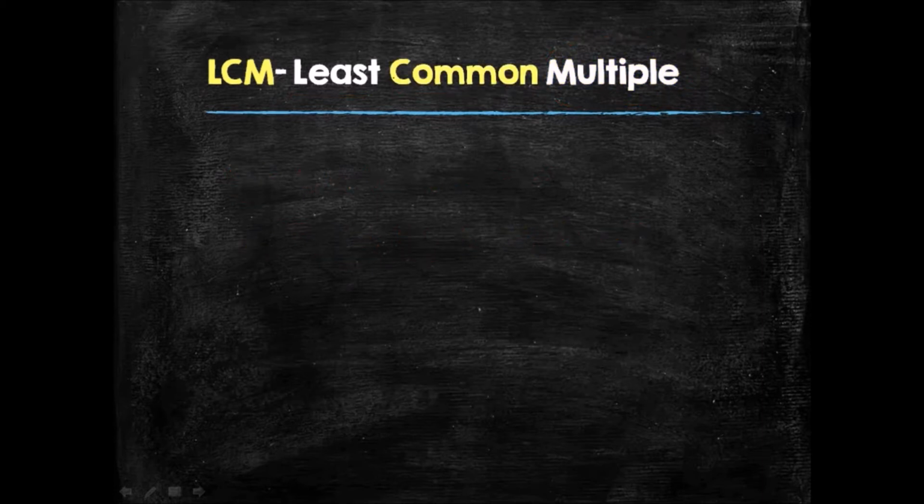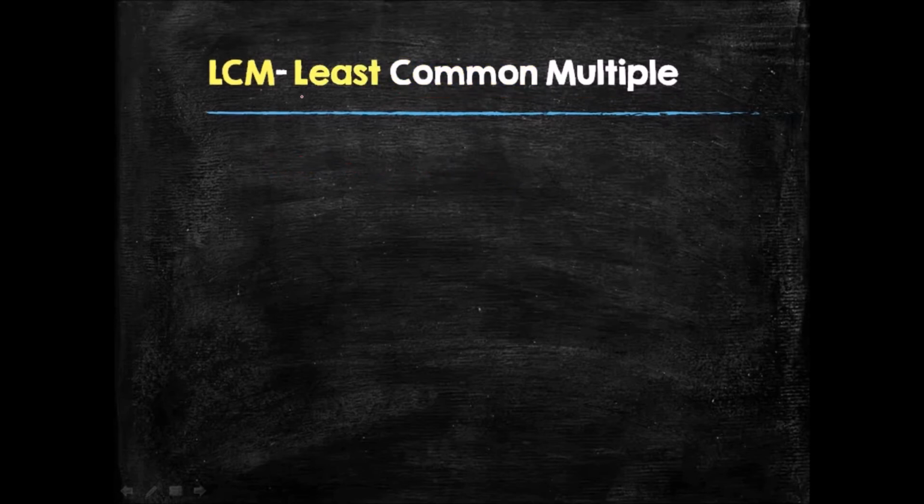Now let's look at the word common. With the word common, it is obvious that we are finding the LCM of two or more numbers. We cannot say anything is common in a single number. We use the word common only when we are talking about two or more numbers. So whenever we are talking about LCM, it is always the LCM of two numbers or more than that. We will see how many common multiples there are in two or more numbers.